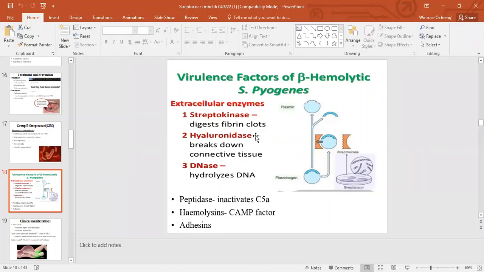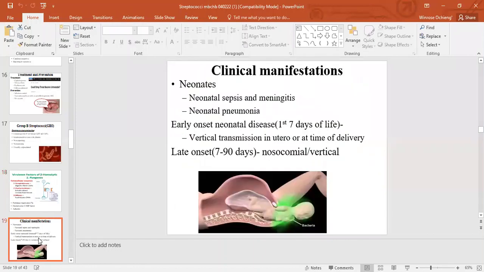It has to now have the enzymes or the toxins that will help it to damage our tissues, and we end up having the signs and symptoms of that particular infection that is caused by that bacteria. So this one is explained very well. We will not repeat again about the virulence factors that make pyogenes become a pathogen.